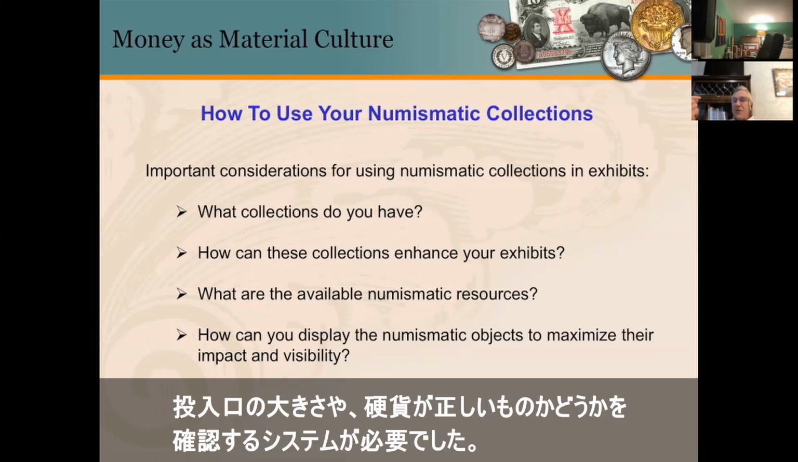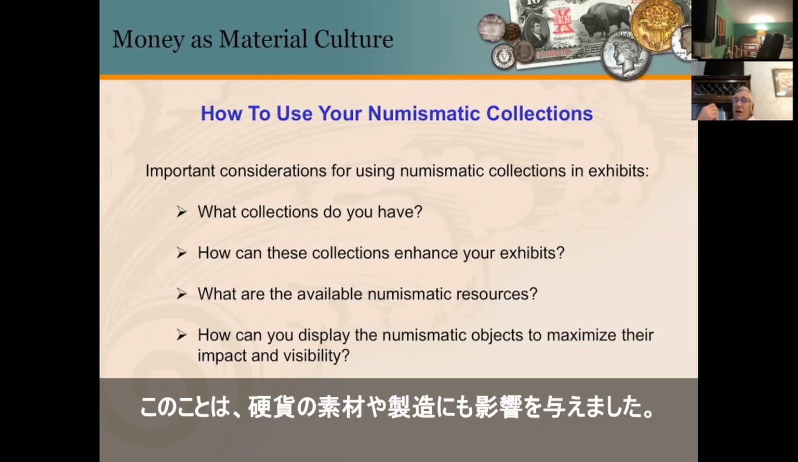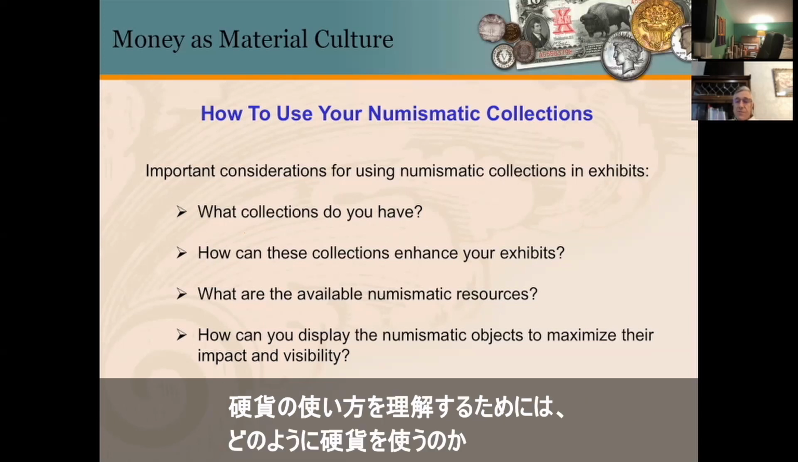They had to have some system for identifying that the change was correct. There's a whole technology behind that, which affected the fabric and production of the coins themselves.